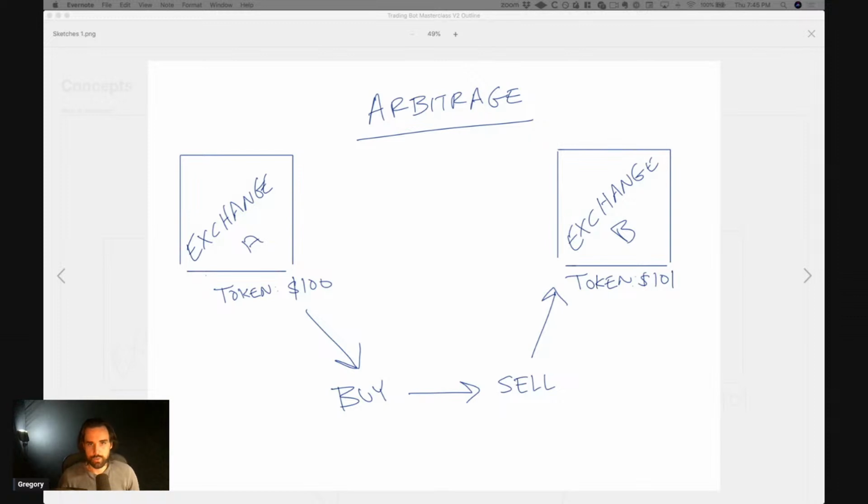But what if the price of Bitcoin moved on you? Well, you could lose money on that, because between the time that you bought it and the time that you sold it, the price might change. It's very volatile.